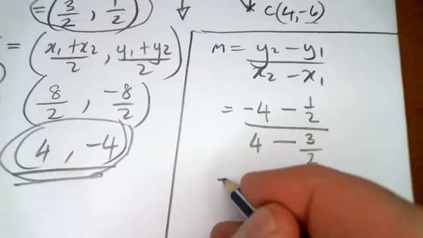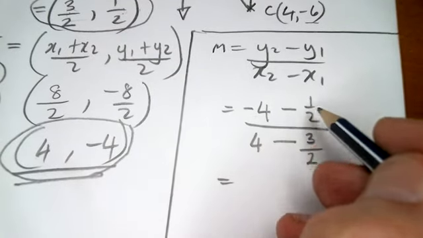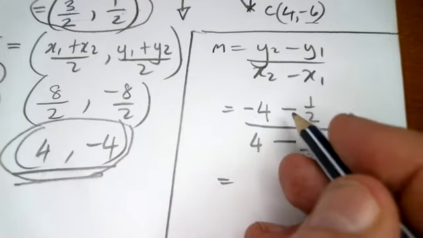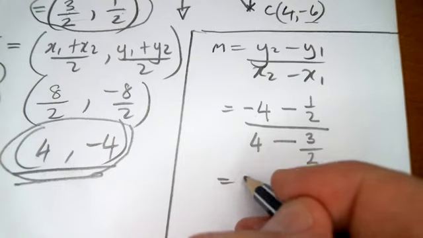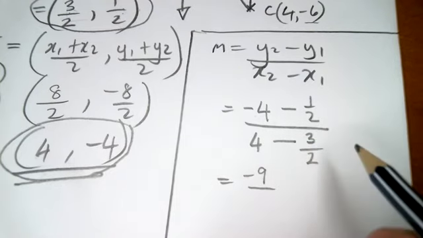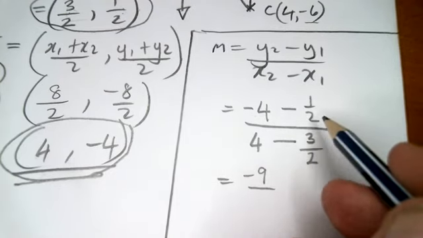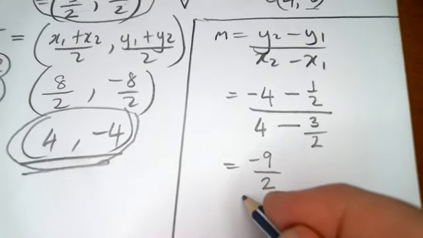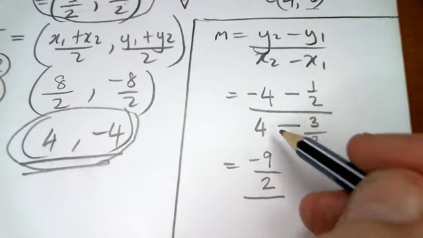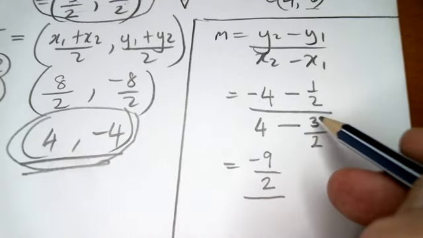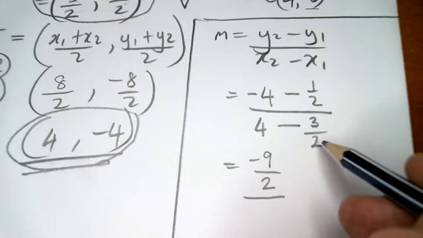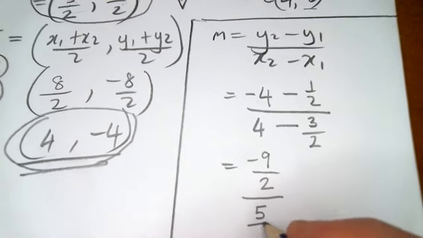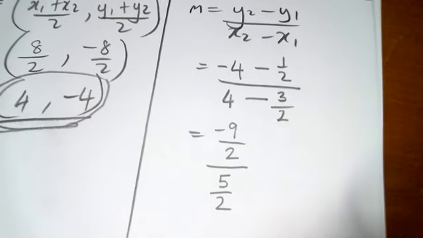All right, so what does that come to? Well, -4 minus 1/2, that's going to be -4.5. But instead of 4.5, I'm going to have -9 over 2. I don't want mixed numbers over fractions. I don't like that. So -9 over 2 over, and this is going to be 4 minus 1.5, which is really 2.5. But let's write 5 over 2. Much better way of writing it.